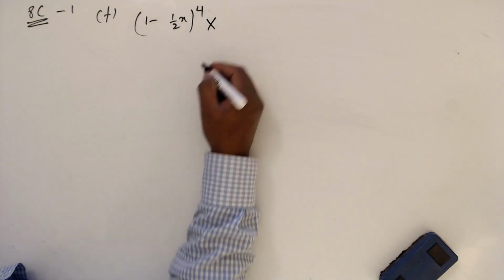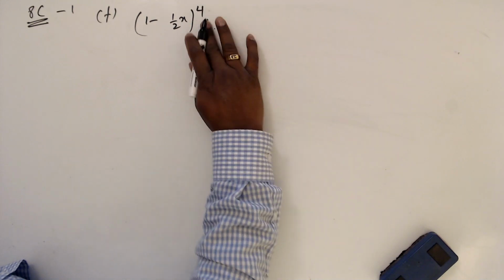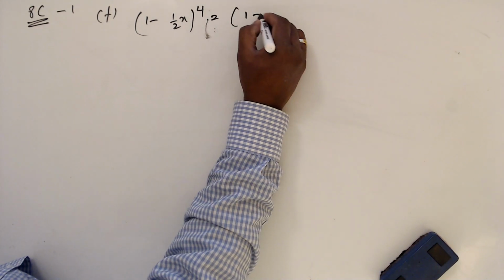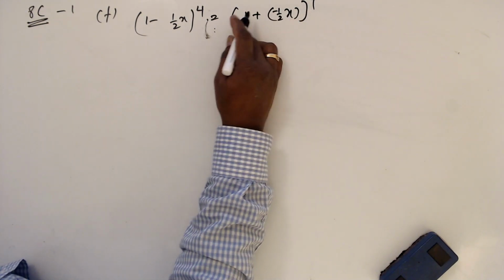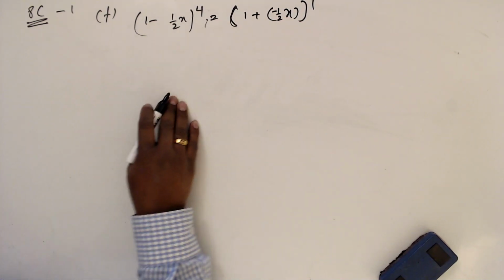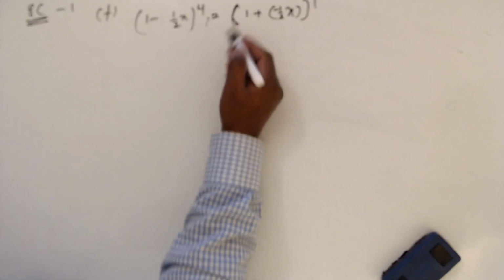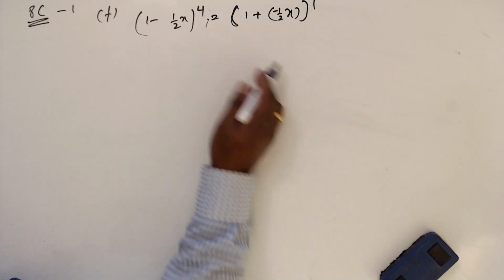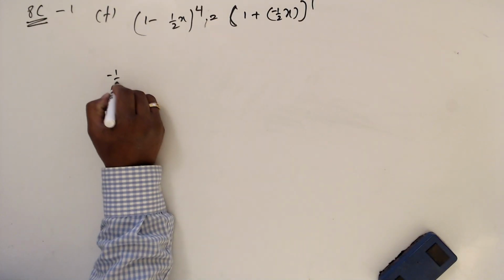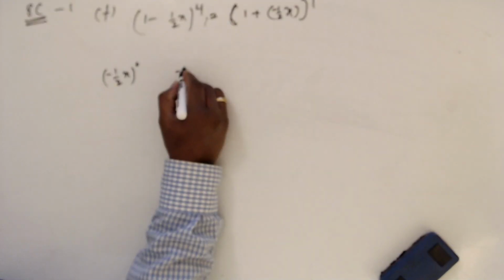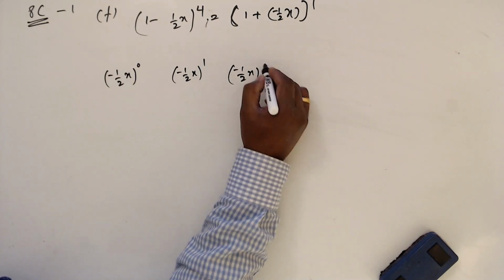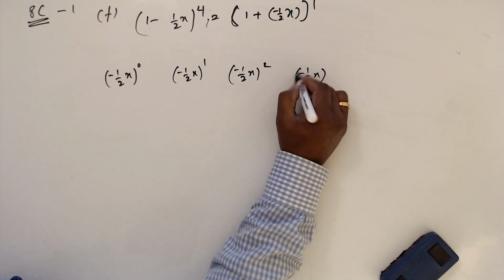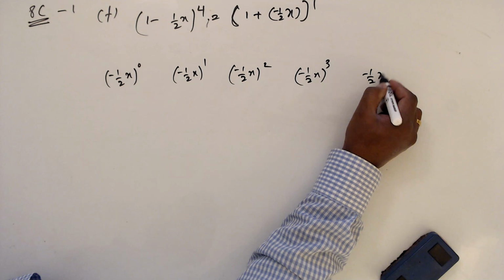So I can't put binomial for this one. I have to rework it like this: 1 plus minus half x to the power 4. Now I can put the binomial. It's good that this is power 1, so we don't need to worry about the descending part, only the ascending part. So minus half x to the 0, minus half x to the 1, minus half x squared, minus half x cubed and minus half x to the 4.